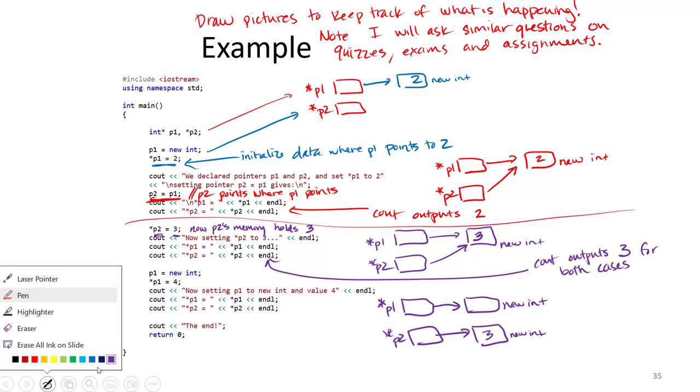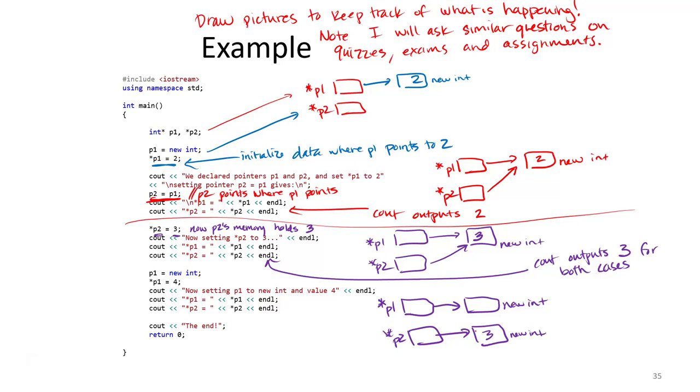So notice now P1 and P2 each have their own thing, but now P1 is pointing to a new int that's holding the value 4, and P2 is pointing to some new int that still holds the value 3. So this asterisk P1 should output the number 4, but asterisk P2 is going to output the value 3.